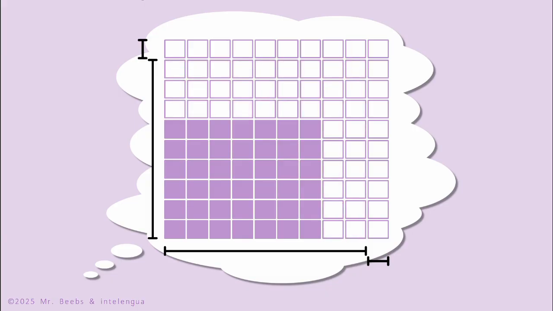Okay, quick. How many in each row? It's easier to see that 3 are empty. That means in each row there are 7. And counting up, how many rows? I think it's easier to see that 4 are empty. There have to be 6 rows that are filled. Do you see how looking at the empty space is a great strategy to use?